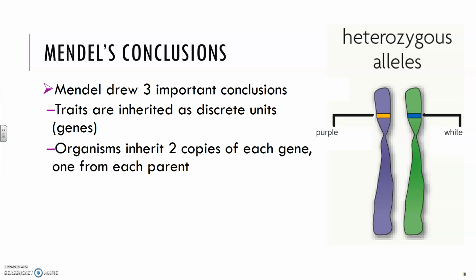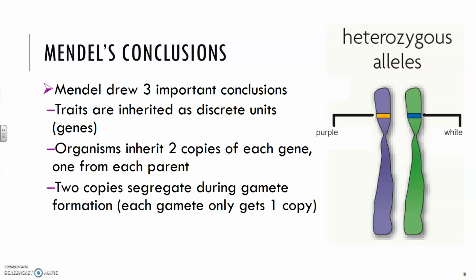So organisms also inherit 2 copies of each gene, 1 from each parent. This is where the homologous chromosomes come into play that we learned about in the last 2 sections. The homologous chromosomes have the same genes on them, they just have different alleles. So they have the same type of genetic information, just different variations. You can see here that the allele for a purple flower came from one parent, while the allele for the white flower came from a different parent.